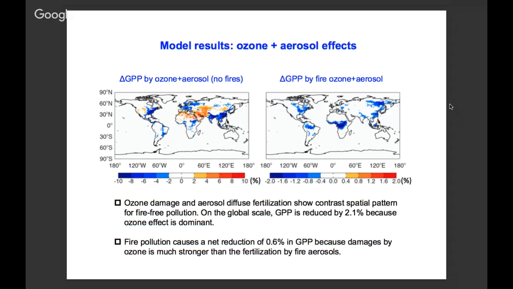However, for the fire, we found that ozone and aerosol effects overlap and the ozone effect dominates. So on the global scale, the fire pollution caused a net reduction of 0.6% in GPP. So in this study, we reveal a missing mechanism that fire emission will cause additional damage to the global carbon cycle.